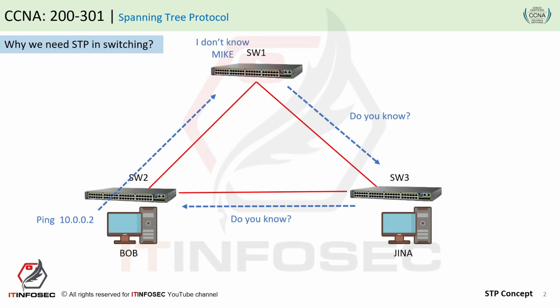So what should be done to solve this problem? To solve the problem, a number is assigned to each switch called the bridge ID, which includes a priority number with a default value of 32769, plus a specific MAC address of the same switch.